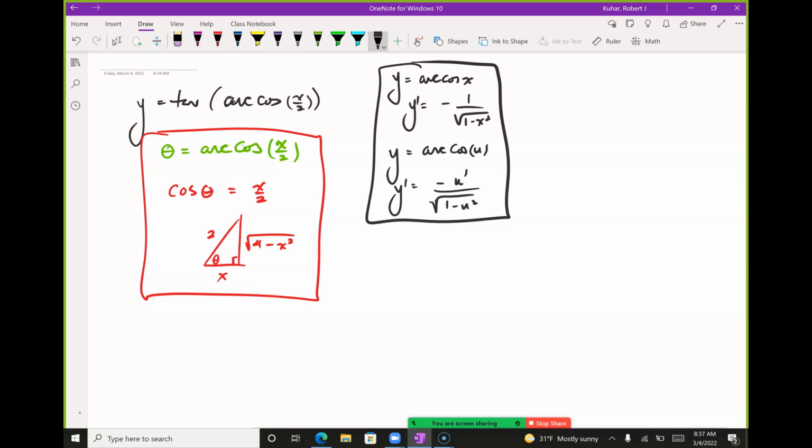So what is the actual question here? Find y prime in terms of x.